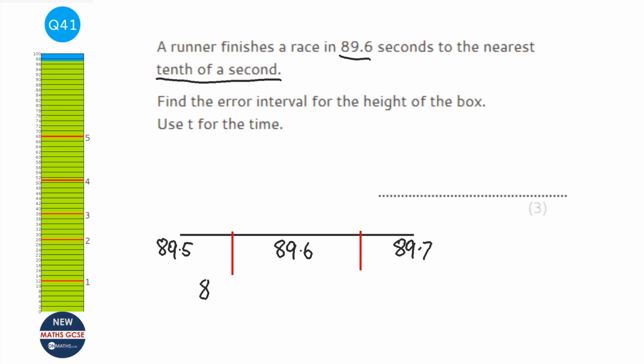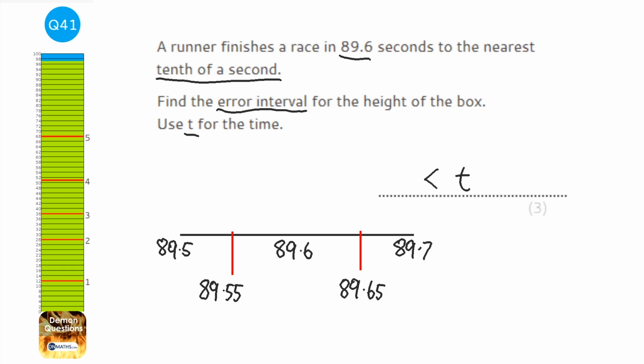So that's going to be 89.55 and 89.65. Now it says it wants it as an error interval and use t for the time. So we put t in the middle, then we put the greater than sign on the left hand side, and then just the normal inequality on the right hand side. Now these two signs here will always be the same. Okay, so when you're asked to do an error interval, it's that way around. So we're going to do our 89.55 on the left hand side and 89.65 on the right hand side.